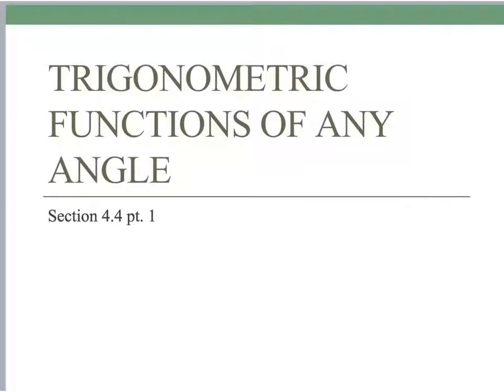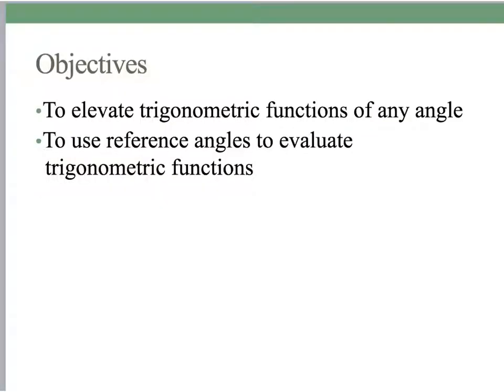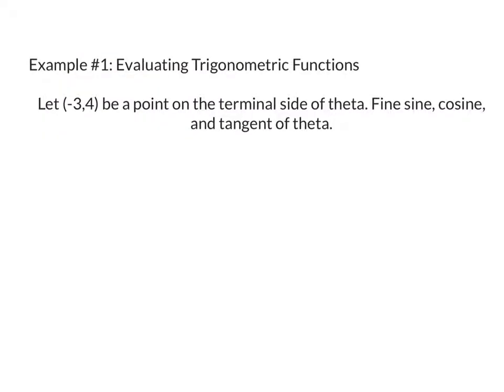Hey class, in today's lesson we're going to talk about trigonometric functions of any angle, which is found in section 4.4 part 1. Our objectives are to evaluate trigonometric functions of any angle, and to use reference angles to evaluate trigonometric functions. So in example 1 it says, let (-3, 4) be a point on the terminal side of theta. Find sine, cosine, and tangent of theta.